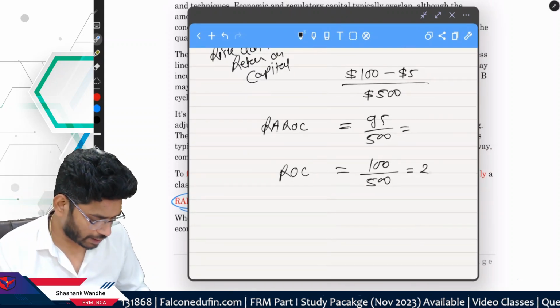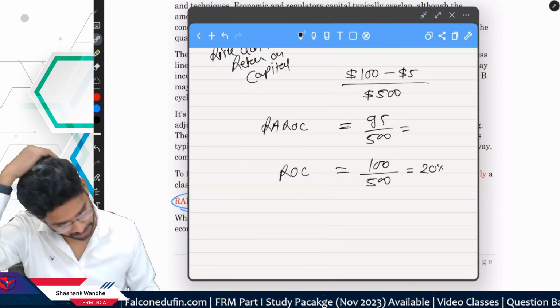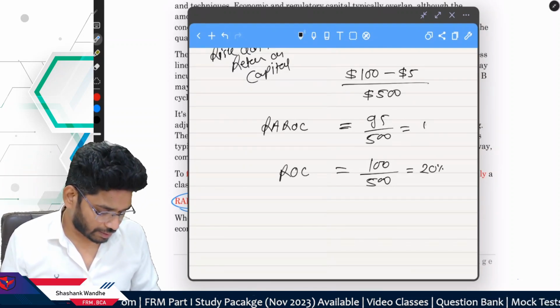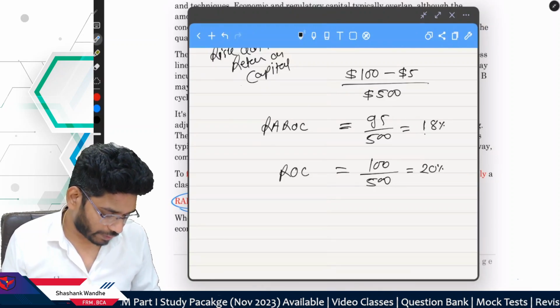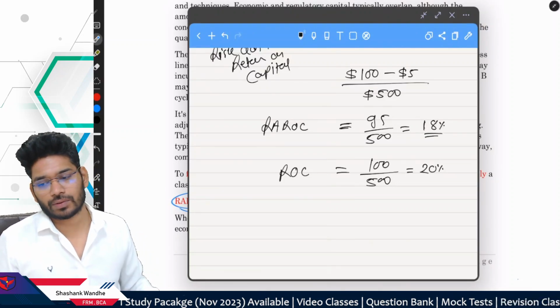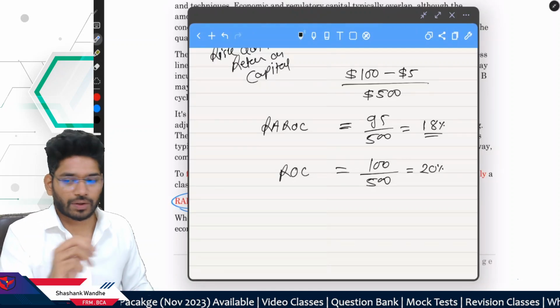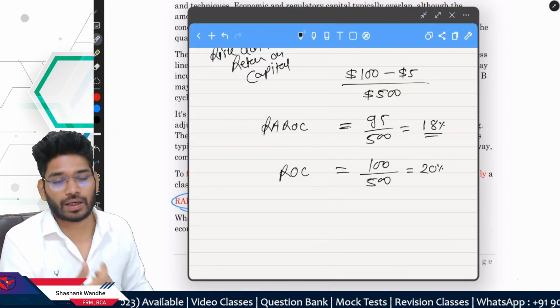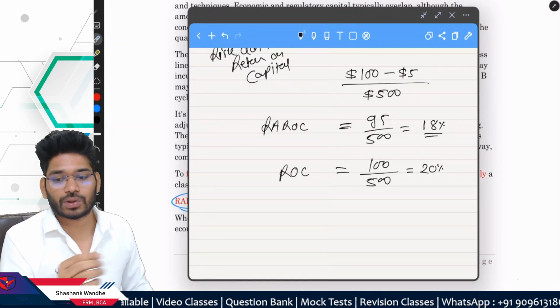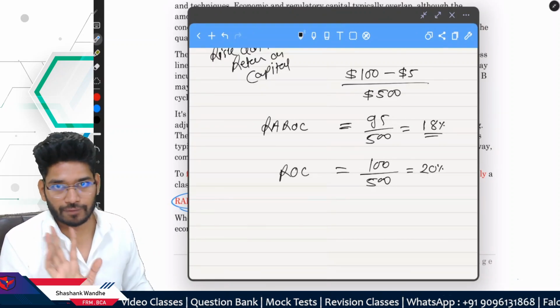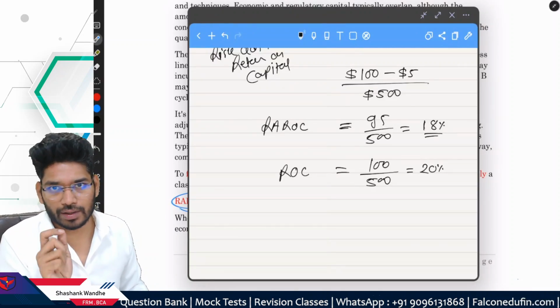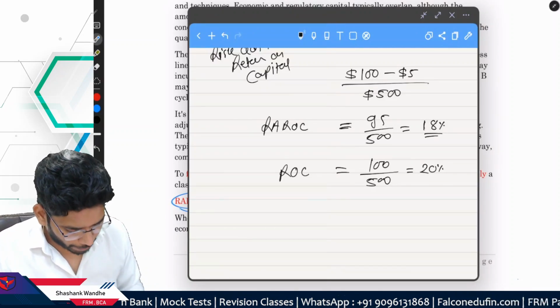This will be approximately 20% or equal to 20%, 100 divided by 500, and this will be approximately maybe 18%. I'm not very sure. So you do the calculation. Okay, so RAROC, risk adjusted return on capital, and ROC, return on capital. So 18% and 20%. Very simple. Now here, why are we calculating the RAROC, risk adjusted return on capital? What is the purpose of this?